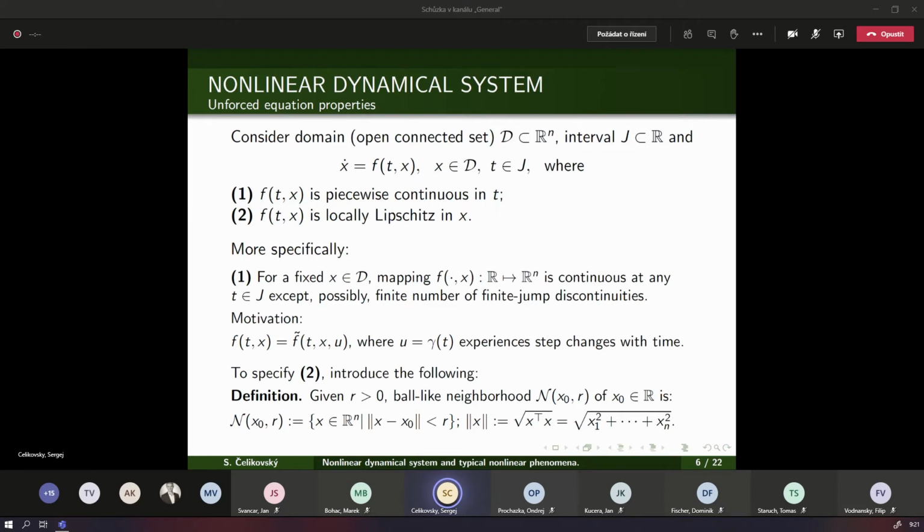And then we will ask two basic properties for the right-hand side. First, that the right-hand side f of t is piecewise continuous in t.